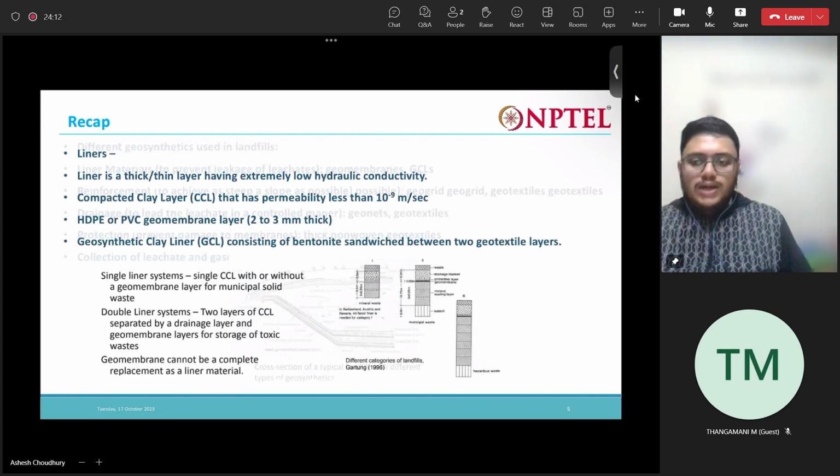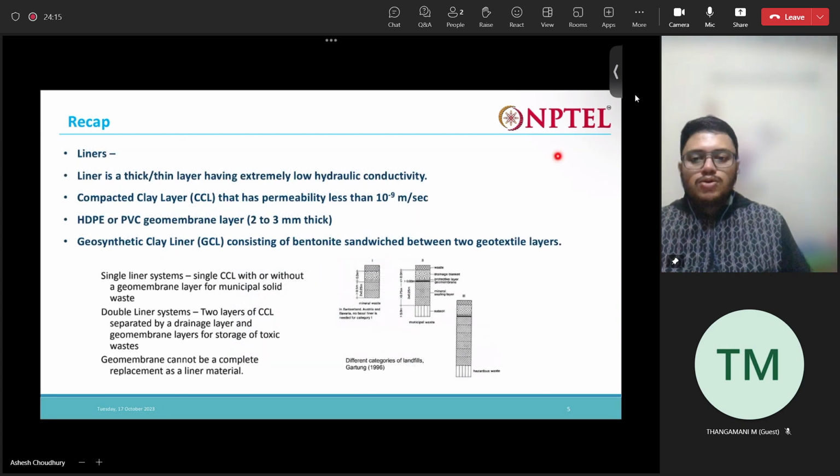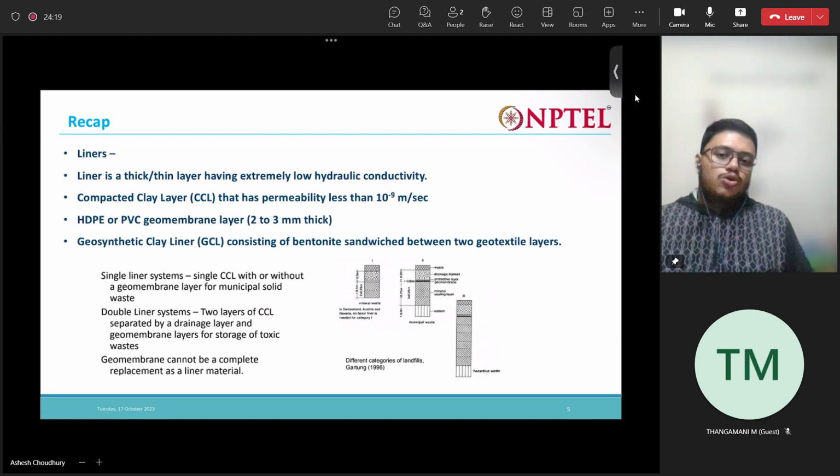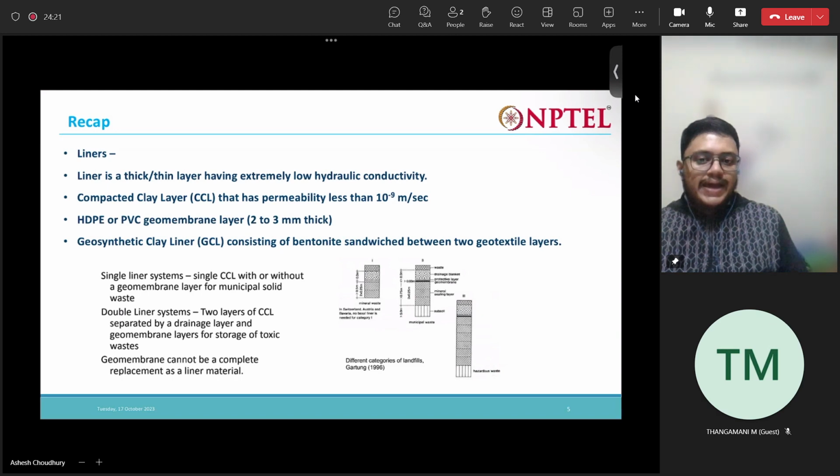Right? So what is a liner? A liner is a thick or thin layer having extremely low hydraulic conductivity. Obviously the hydraulic conductivity should be absolutely low, because only if it is low will it allow a negligible amount of liquid or gas to pass through it. We don't want liquid or gas to pass through it, so it should have a very low hydraulic conductivity.